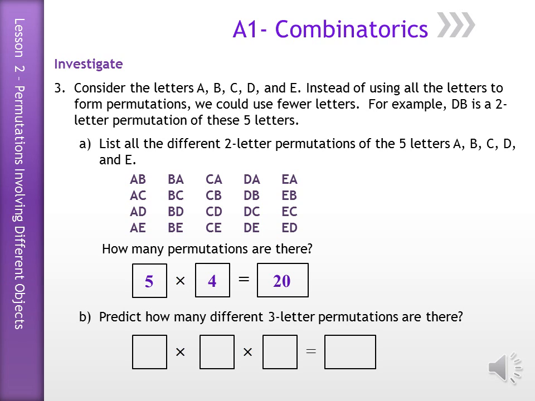Now predict how many 3-letter permutations there would be. We have 5 possibilities for the first letter, 4 possibilities for the second letter, leaving 3 possibilities for the third letter. We're done. 5 times 4 times 3 equals 60.